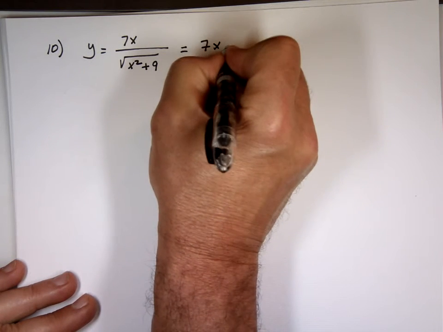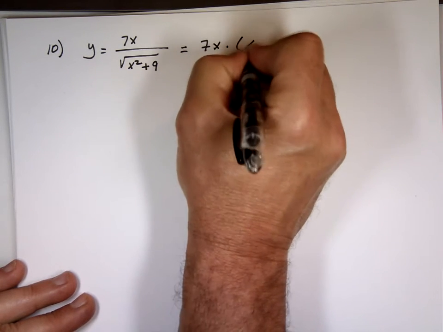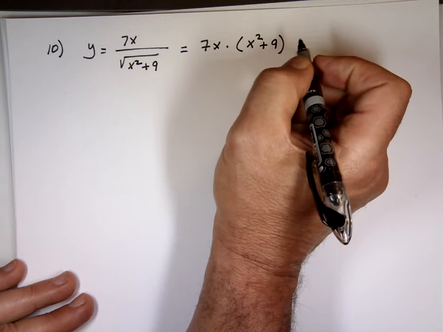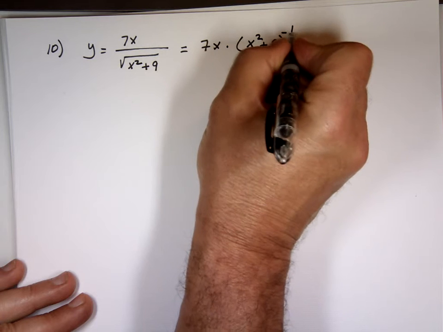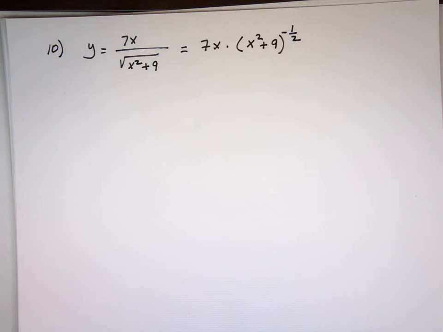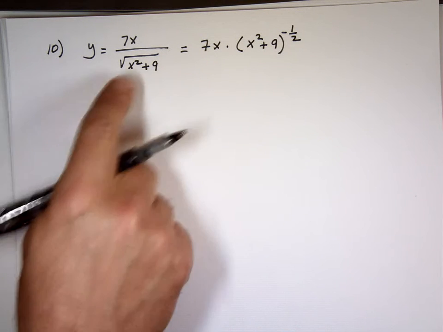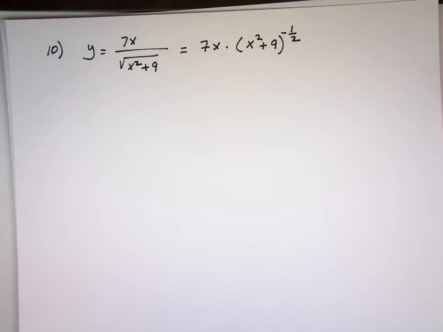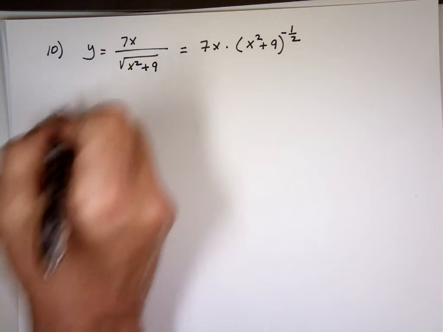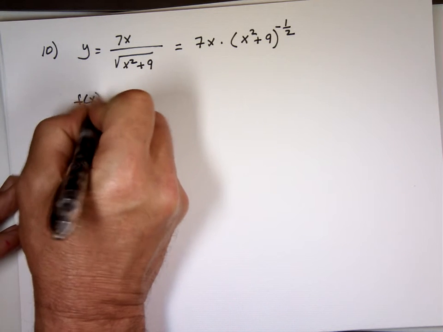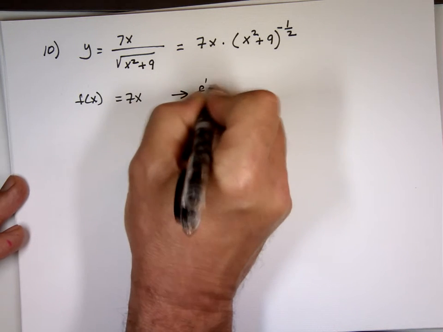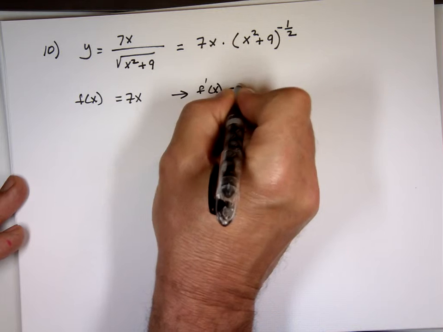7x times, instead of dividing by, x squared plus 9 to what power? Negative 1/2. Notice that's the power of 1/2 in the bottom. You bring it to the top, becomes a negative 1/2. And I can use the product rule. f of x equals 7x. The derivative of that is what? 7, right?